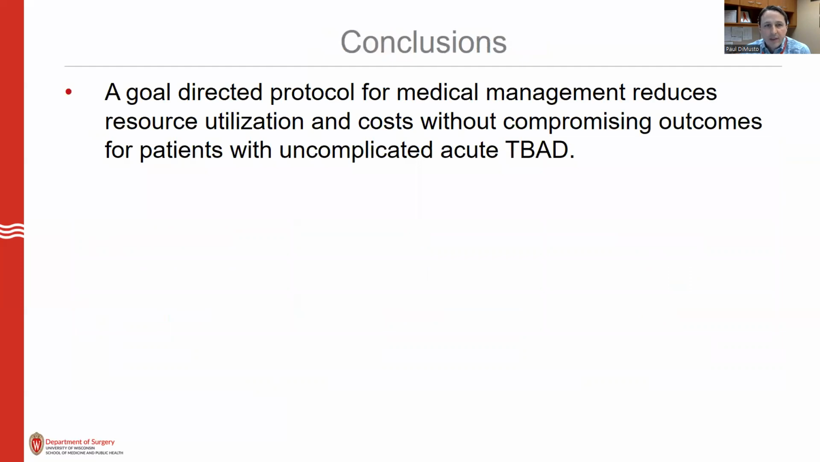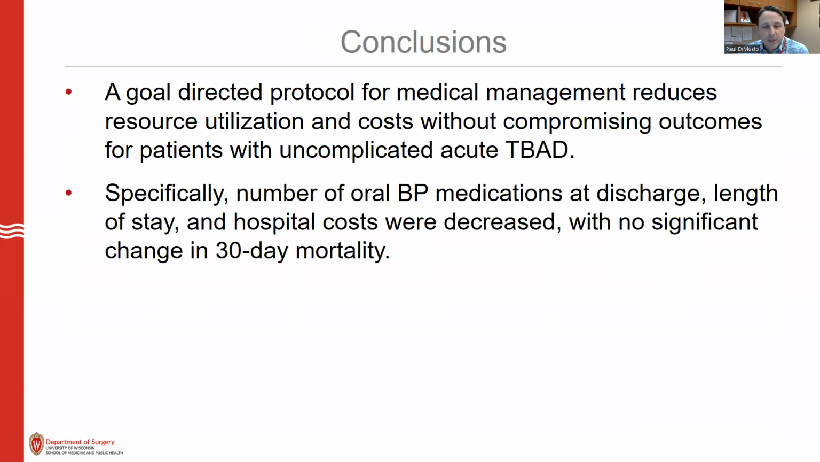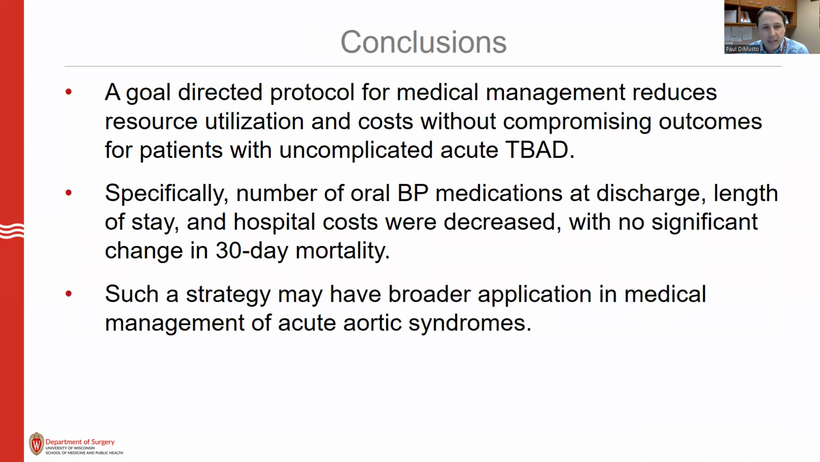So overall, having a goal-directed protocol for medical management can help reduce resource utilization and costs without compromising outcomes for acute uncomplicated type B aortic dissection. We were able to reduce the number of blood pressure medications at discharge and the length of the hospital stay without any change in 30-day mortality. And we are now using this and looking at this in other aortic syndromes.